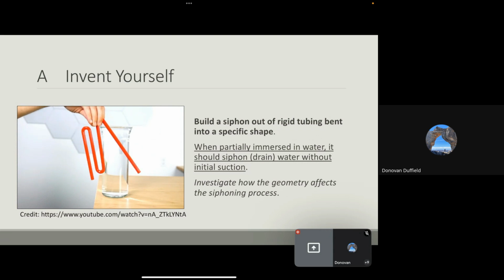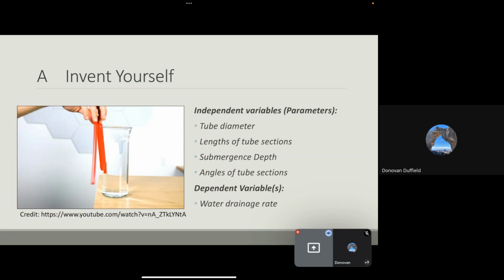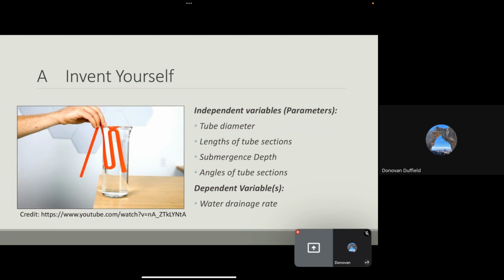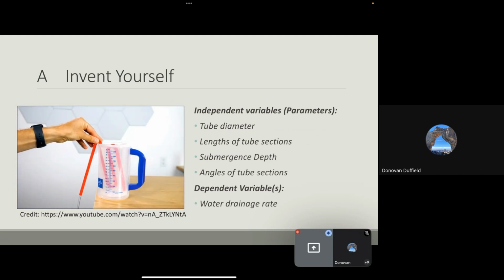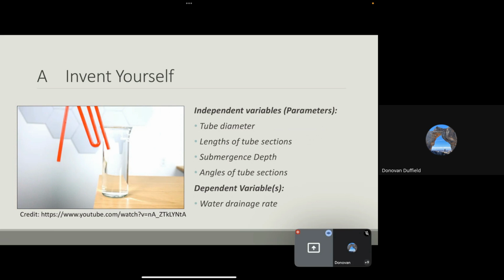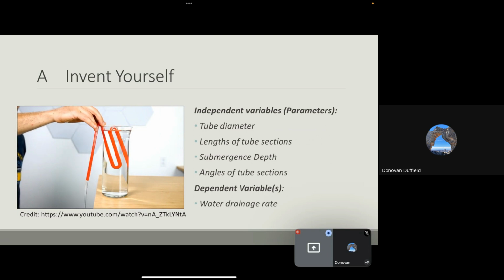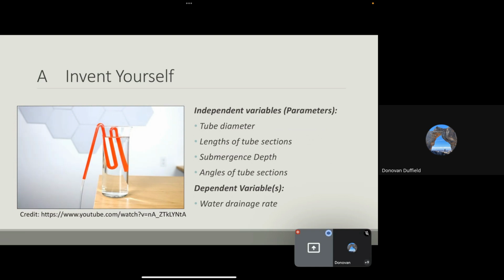So let's go over possible independent variables. Possible things that could affect your siphoning are the tube diameter, the lengths of the tube sections, and even the angles of the tube sections. If you look at the siphon on the left-hand side, one of the tube sections is at an angle, whereas the other three are parallel. And then the dependent variable would be the water drainage rate, or how quickly the siphon removes water from your water source. You can also look at how much water it siphons.